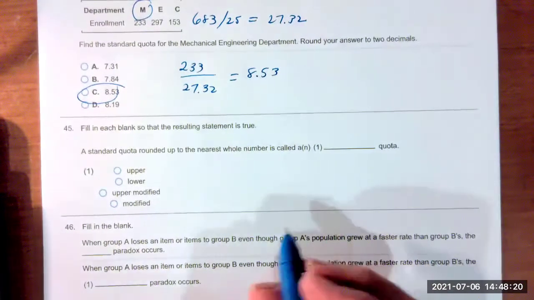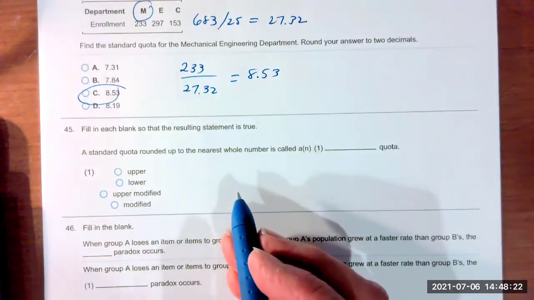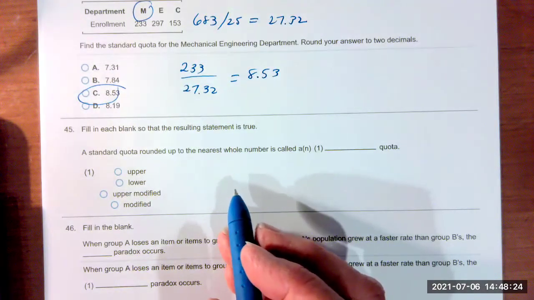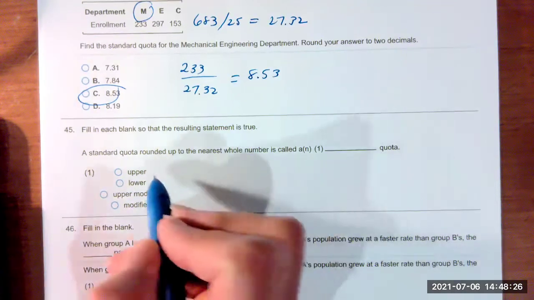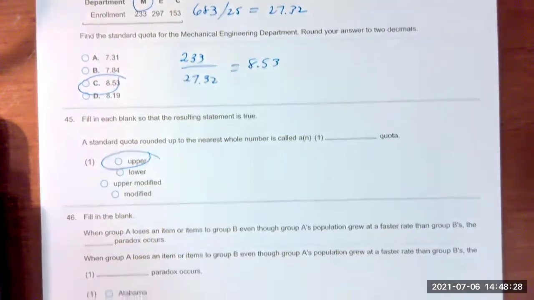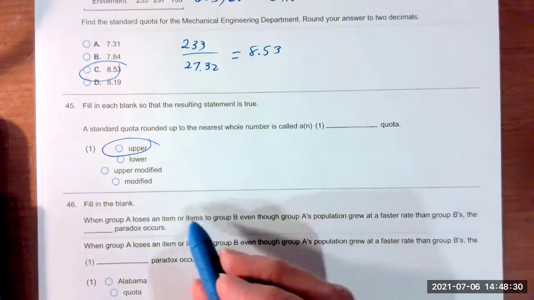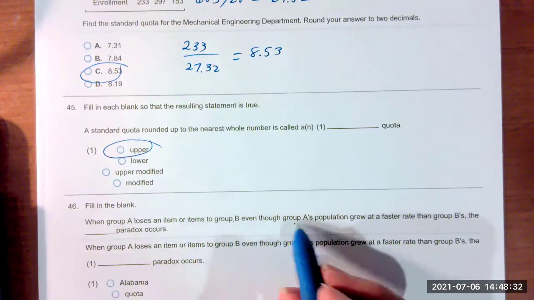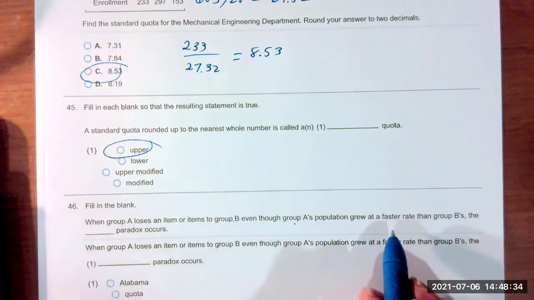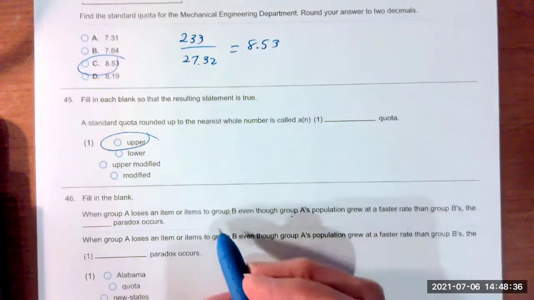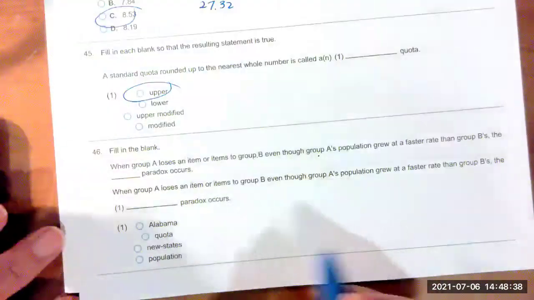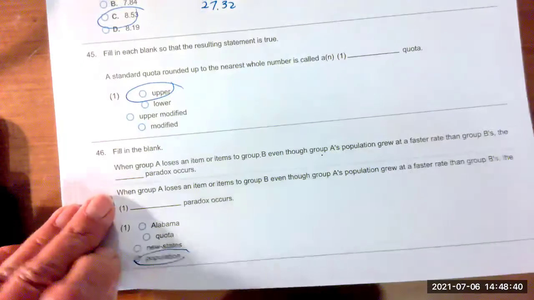Okay, fill in the blank. A standard quota rounded up to the next whole number is called a what? And that's called the upper quota. When a group A loses an item or items to B, even though A's population grew at a faster rate than population B, which paradox is that? And that's the population paradox.